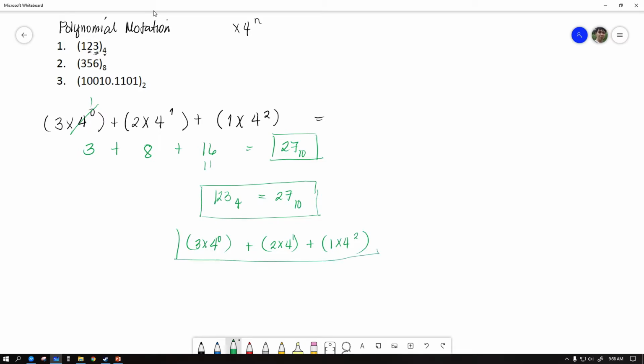So this one is your answer, your polynomial notation, and this one is the base 10 equivalent. Okay, so let's proceed to number 2. Number 2 states 356 in base 8.